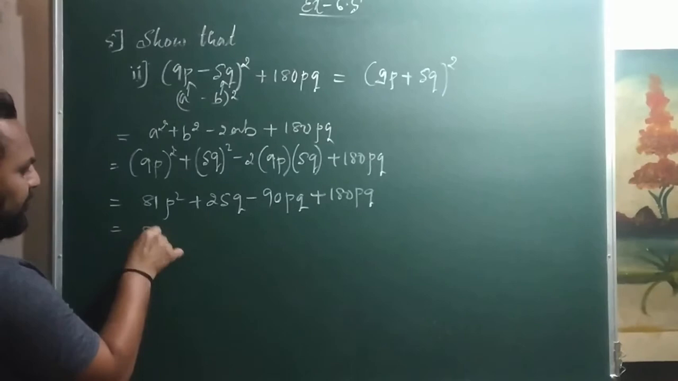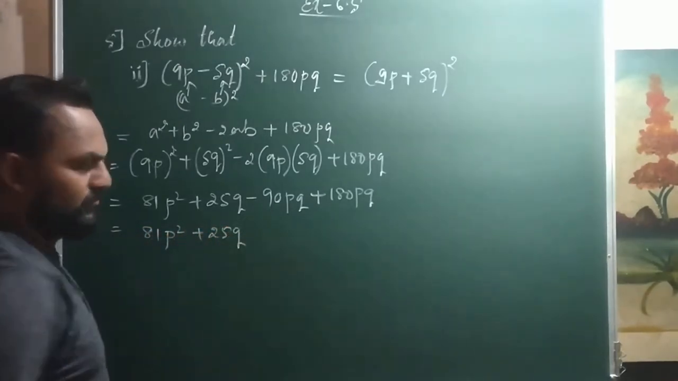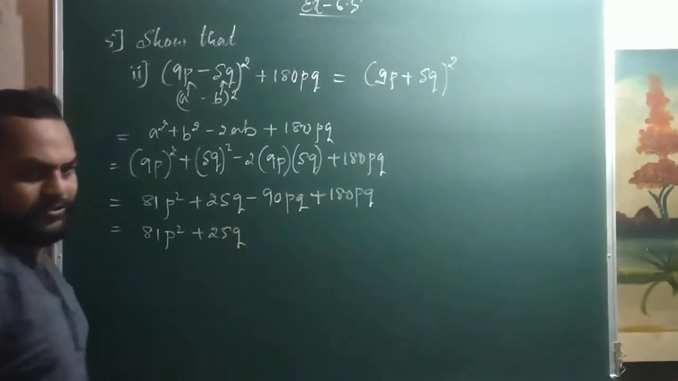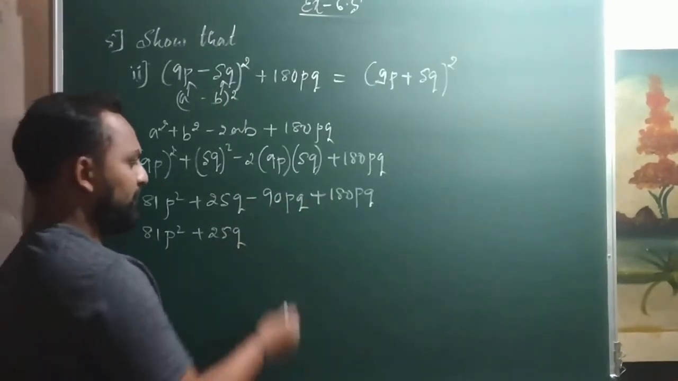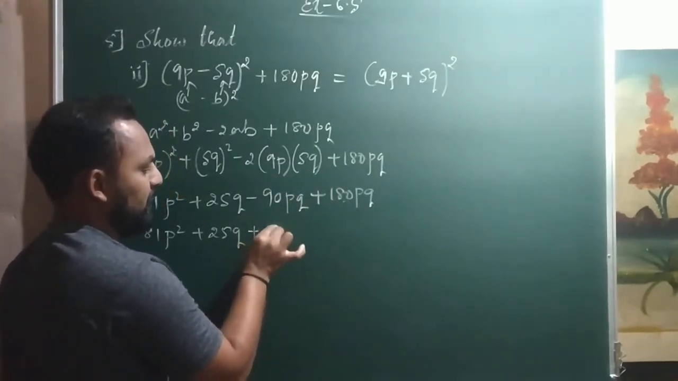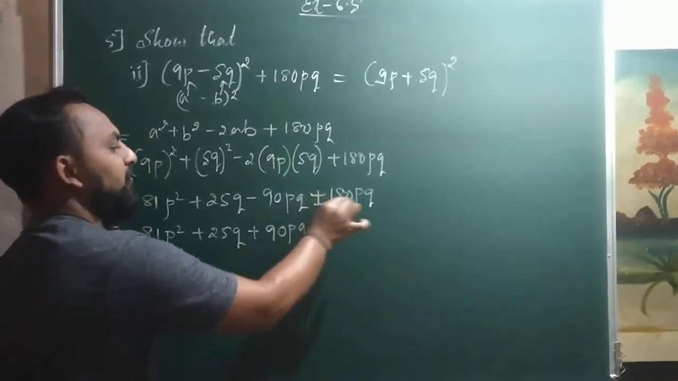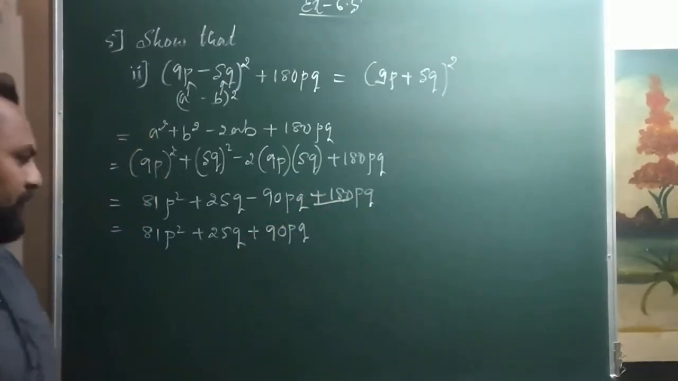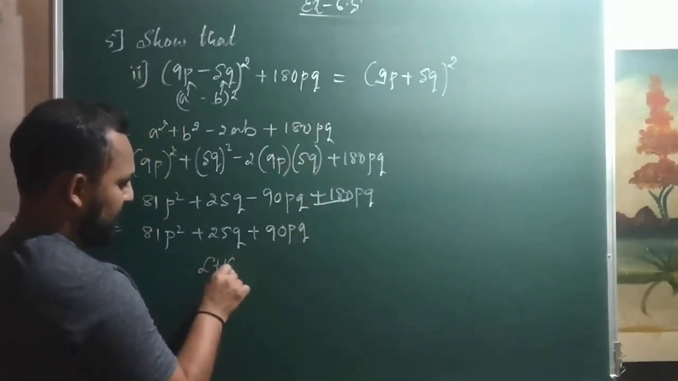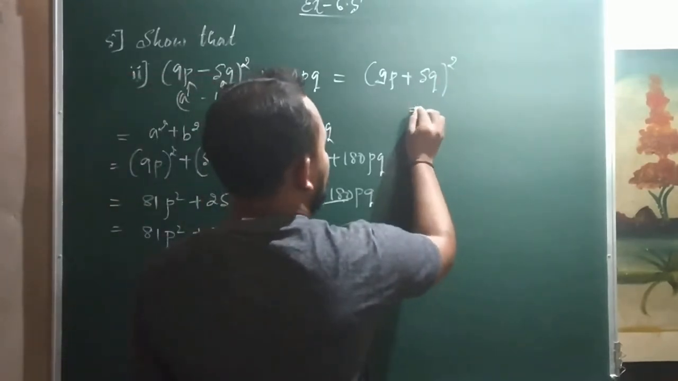Here 81p² plus 25q². Here the sign is negative for 90 and positive for 180. The sum of negative and positive: 180 minus 90 is 90pq. The bigger value's sign is positive. Then this is the LHS.